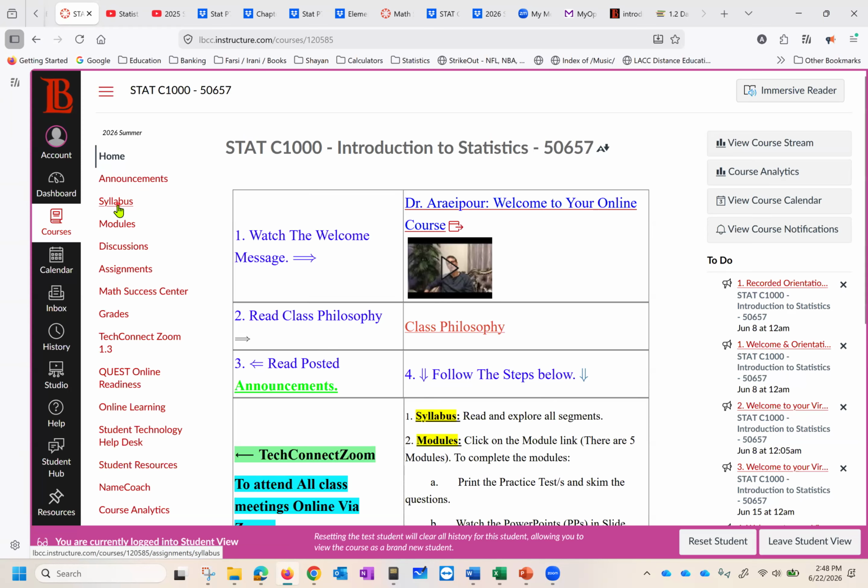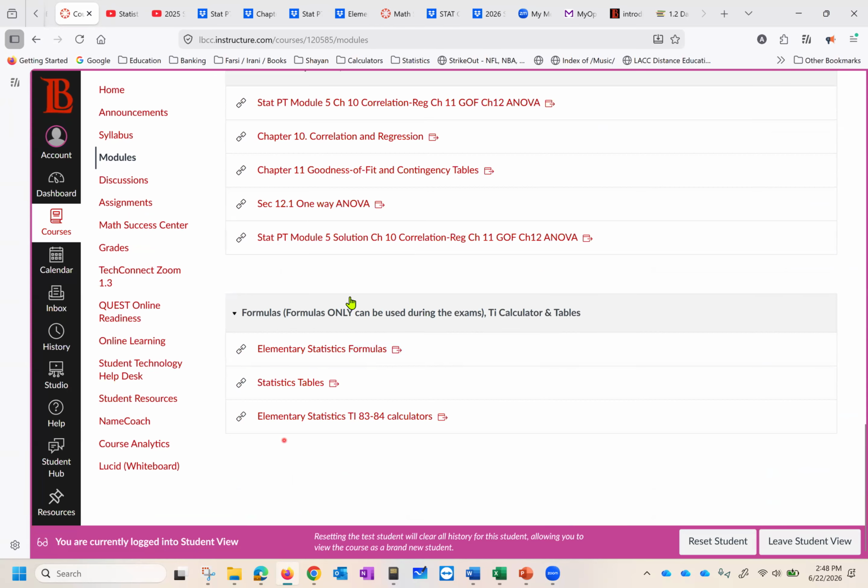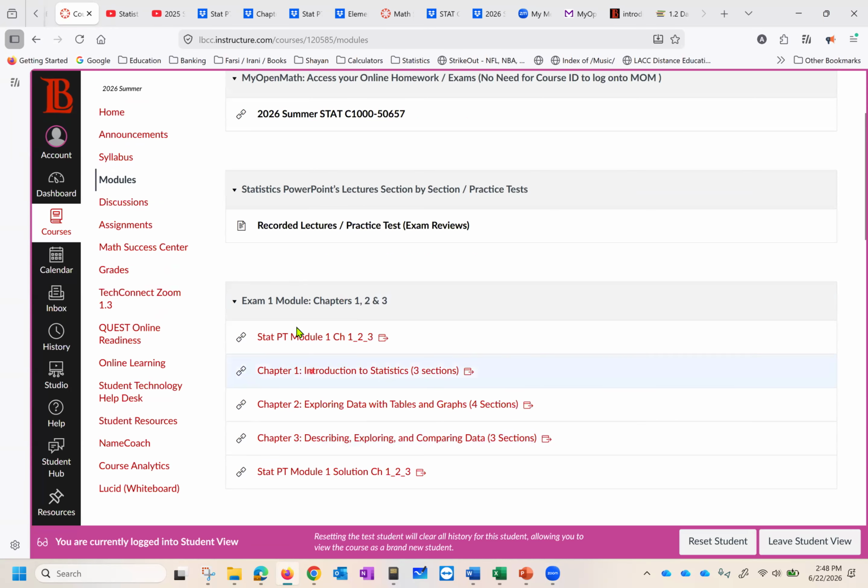Under the syllabus, you can find just about everything explained to you, including the grading policy. Under the modules, you can find what you're looking for. At the very bottom, you have formulas, tables, information about calculators, including TI calculator. Exam 1 module has the practice test, PowerPoints, solution to the practice test.